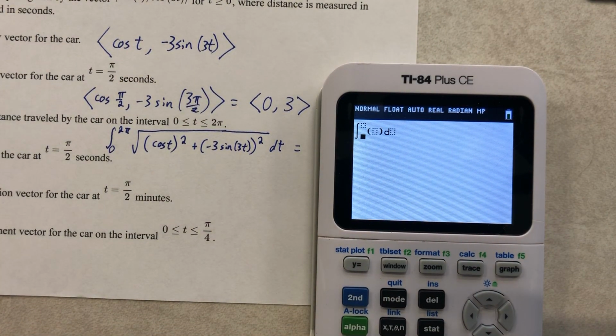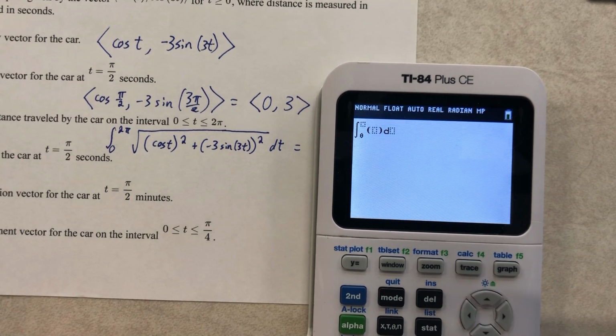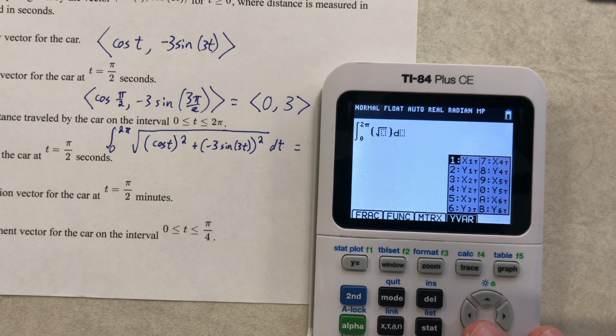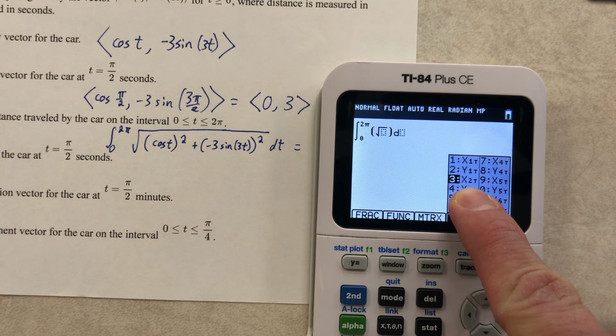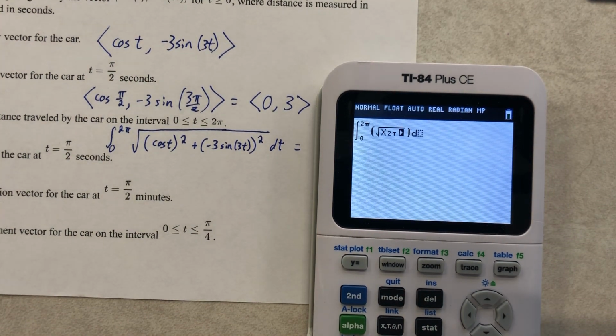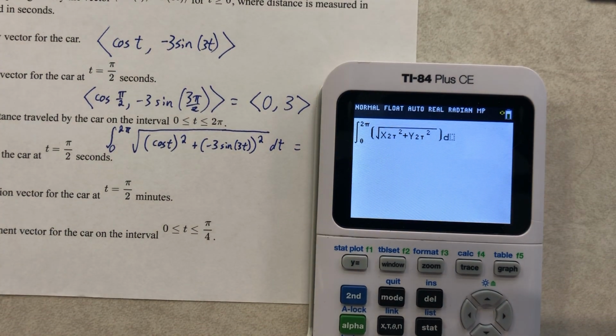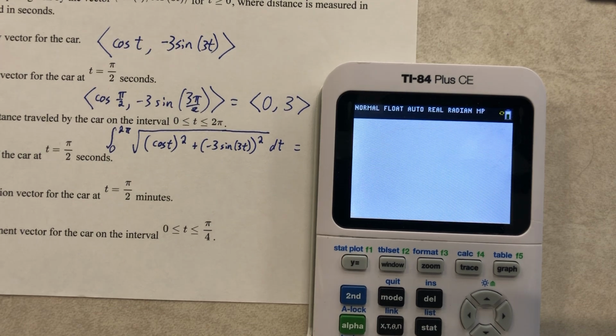All right, math 9, 0 to 2 pi, square root of. Okay, love to type all that, not going to. Alpha trace, it was x2 squared, that's the derivative, plus y2 squared, and then dt. All right, here we go. What do we get? I predict 13.065. That's my guess. Tried to do it in my head just then.